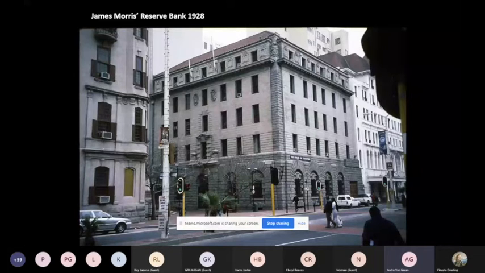But this does mark a transition from Baker's approach to architecture, his Edwardian architecture. This is much more purist in terms of the way it uses classical architecture. But it also identifies where Cape Town was in the late 1920s in terms of prominent public buildings, in the sense that the Reserve Bank is a public building.